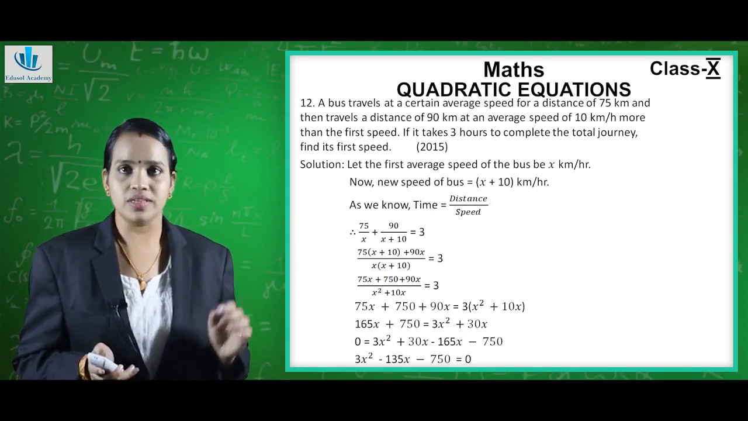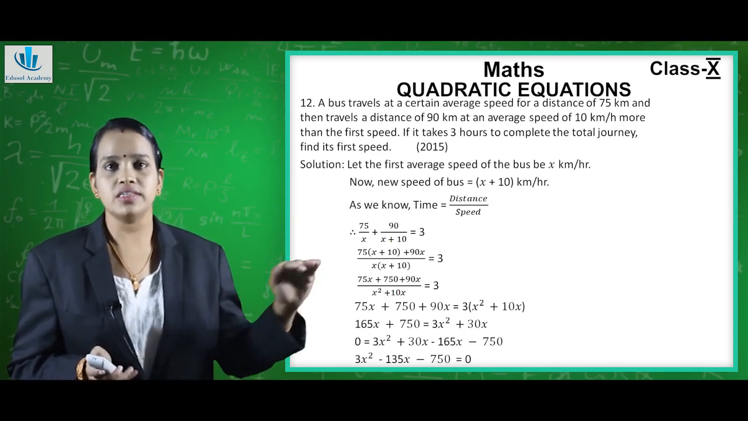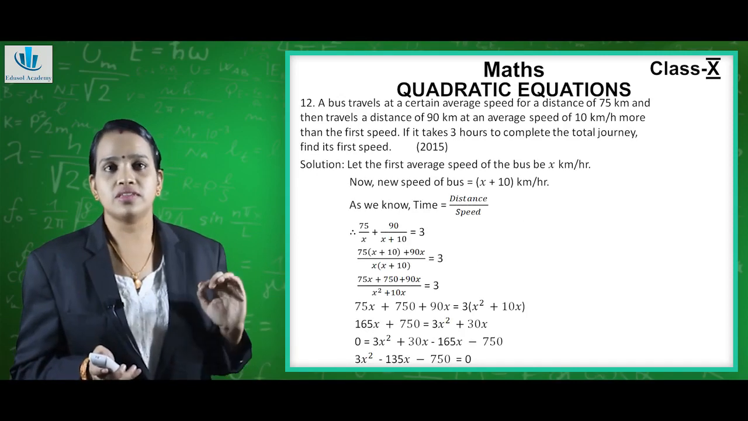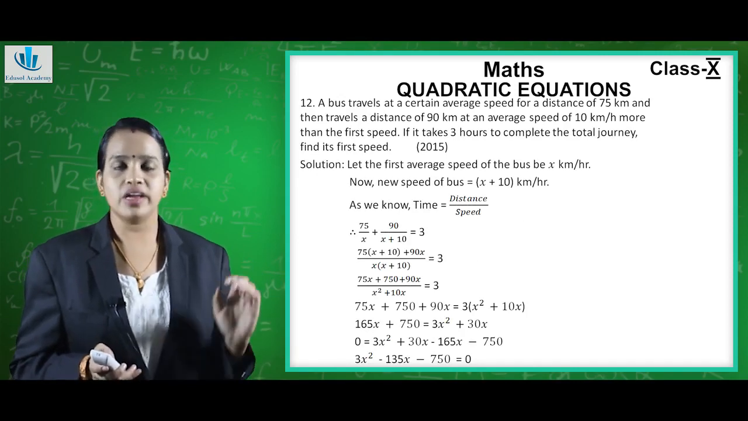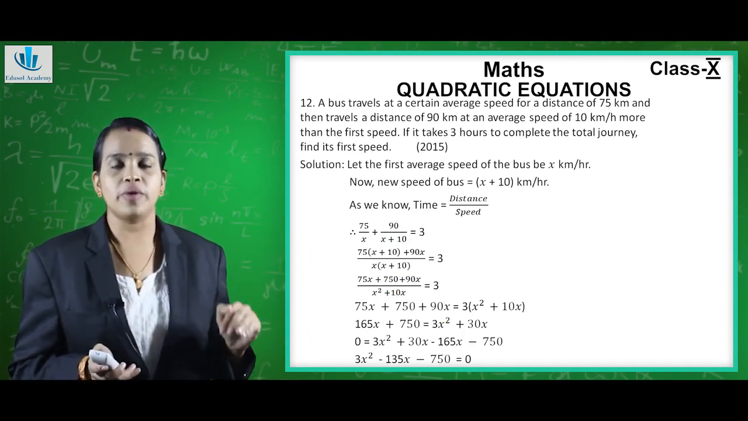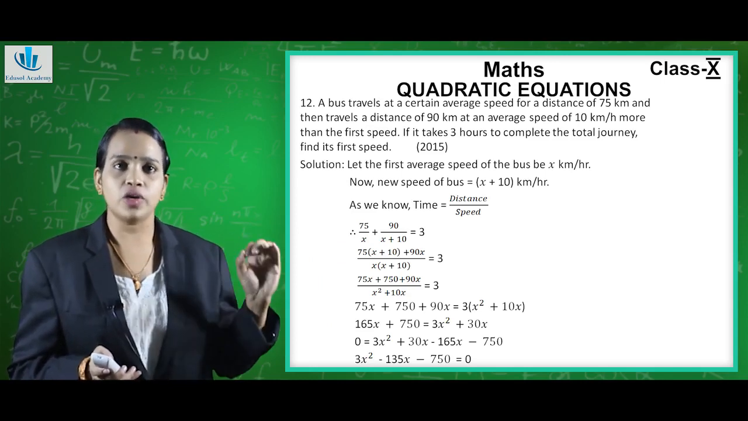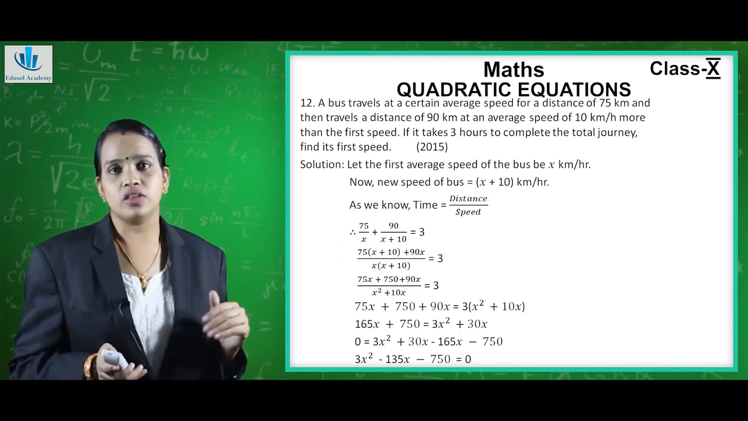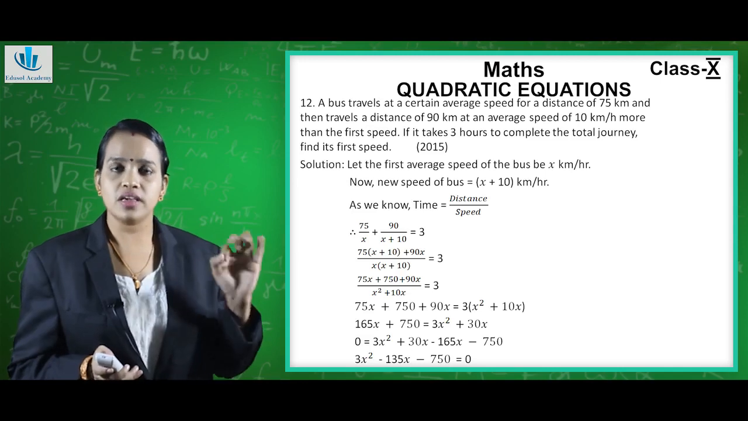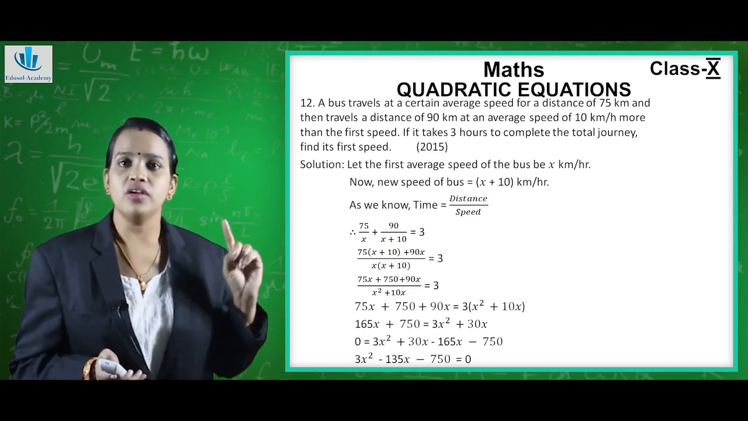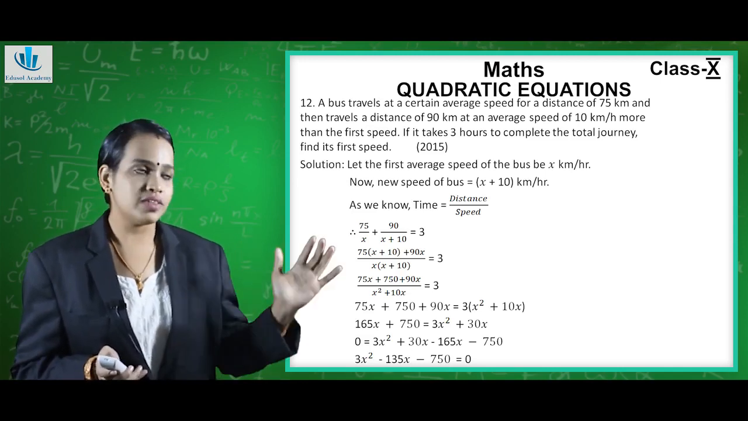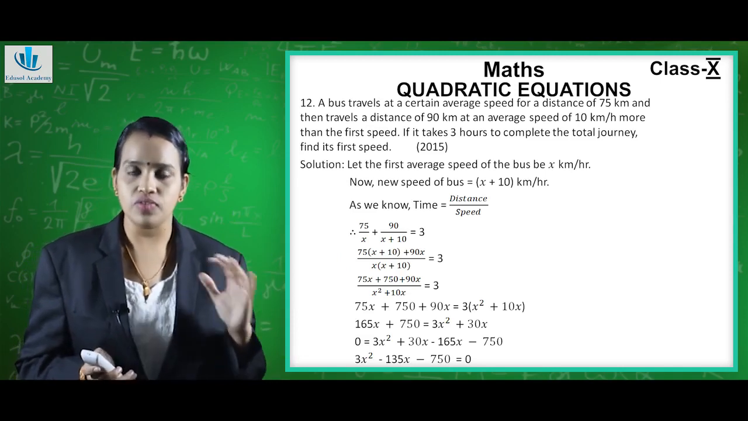Now our next question is, a bus travels at a certain average speed for a distance of 75 km and then travels a distance of 90 km at an average speed of 10 km per hour more than the first speed. If it takes 3 hours to complete the total journey, find its first speed. Now this question has appeared in the year 2015.